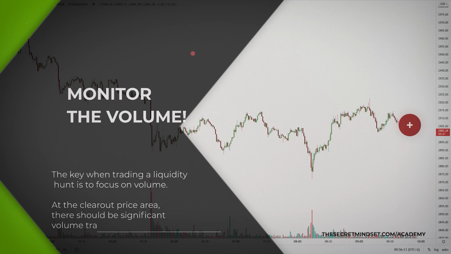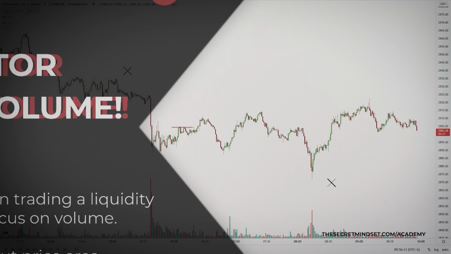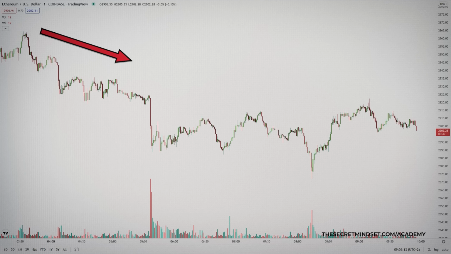The key when trading a liquidity hunt is to focus on volume. At the clearout price area, there should be significant volume traded. Let's analyze this liquidity clearout pattern. We have a clear downtrend with lower lows and lower highs in the structure. This is our main focus point, the lowest low in the structure. This is where our price alert should be.